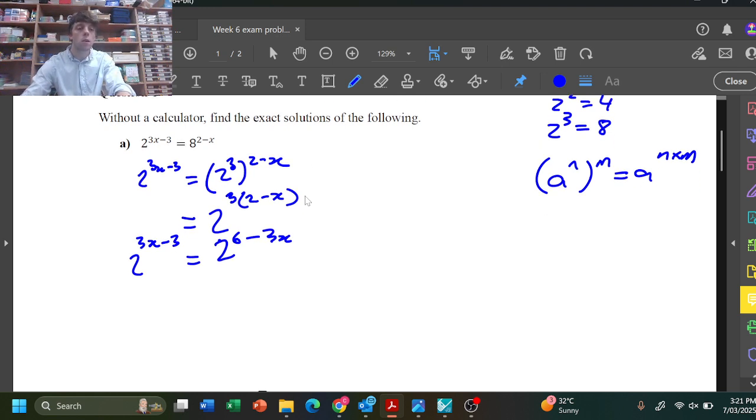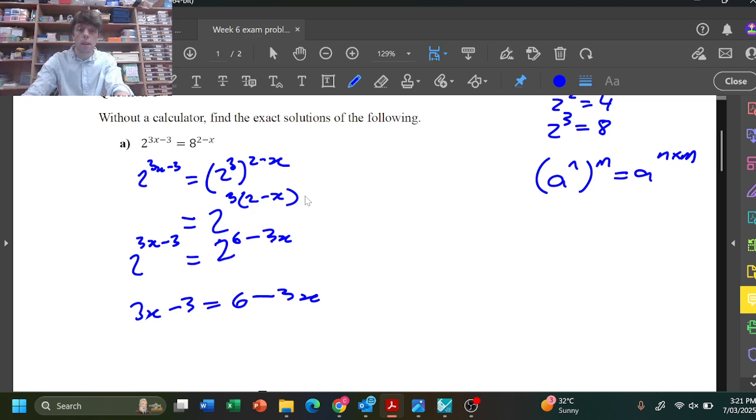And the only way that that's going to be possible is if 3x minus 3 is the same as 6 minus 3x. So we can write that out, 3x minus 3 equals 6 minus 3x, like so. So we've just equated the two powers because the bases are the same. All right. So next step, we just have a linear equation. So we need to now solve this for x.